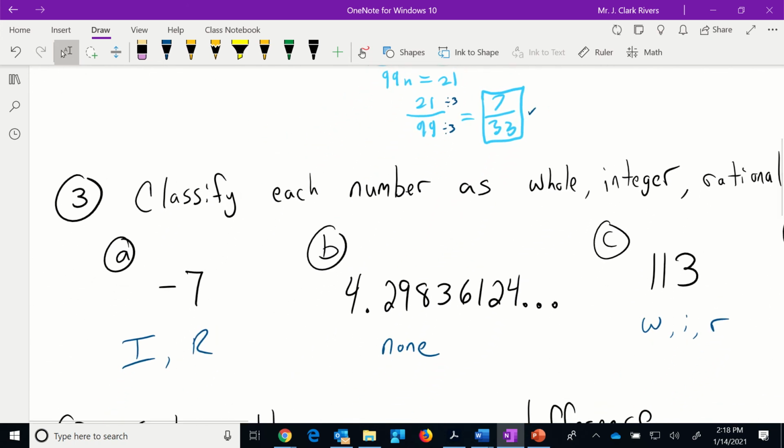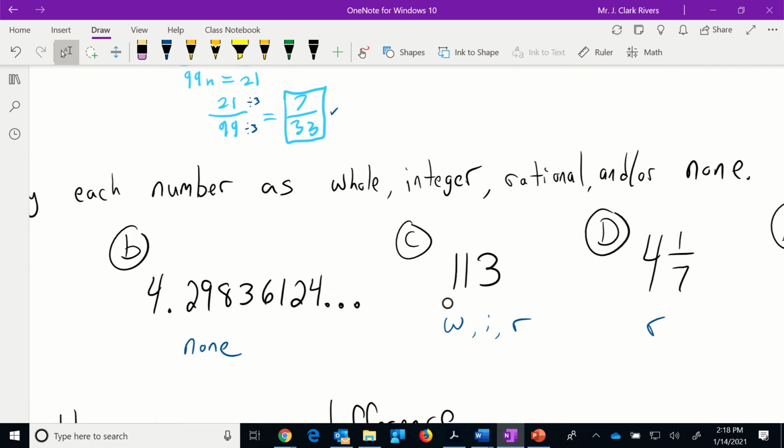Okay, classify each as whole, integer, rational, and/or none. Remember, every whole number is also an integer. Every integer is also rational. So if you say W, you should also say I and R. If you say I, you should say R. Any number that ends, meaning it terminates, is rational. Any number that repeats is rational. So what is not rational? Something that does not end and does not repeat.